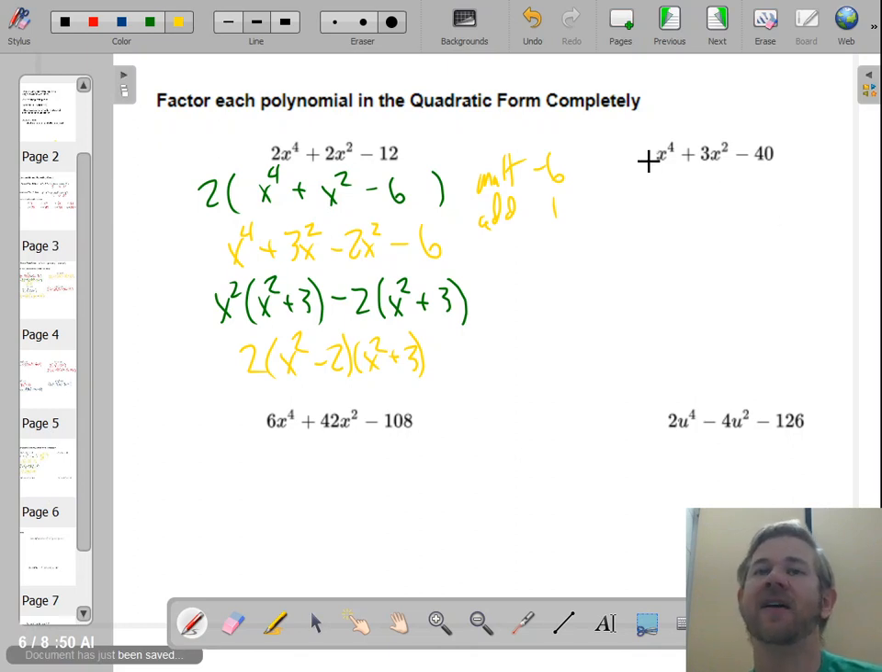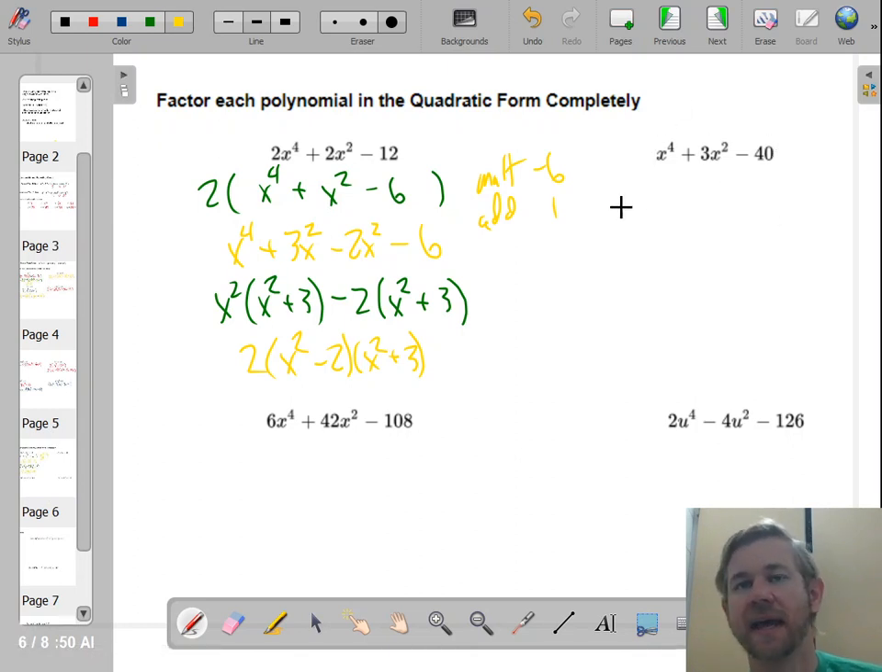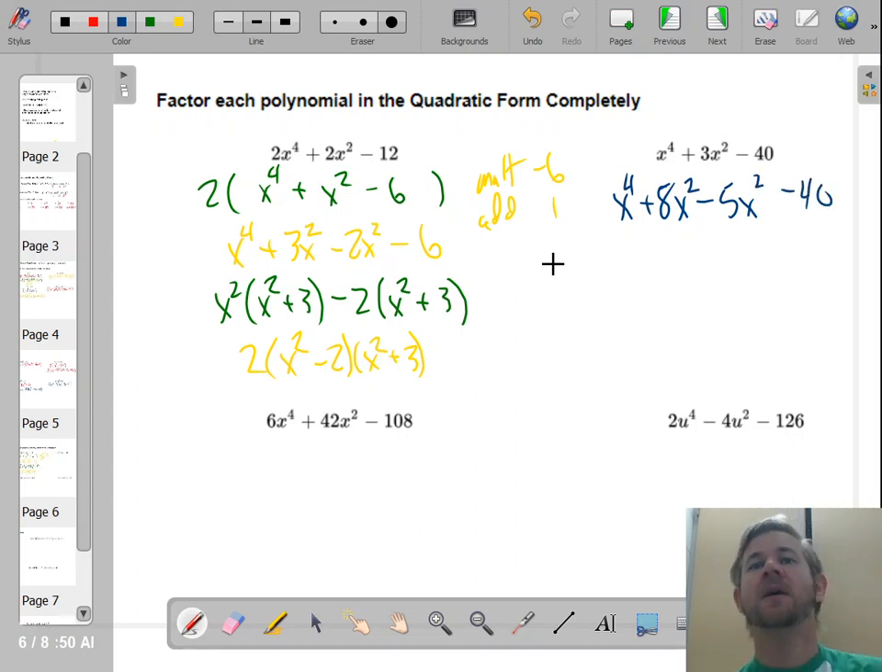Same thing here. I need to find numbers that multiply to negative 40 and add to positive 3. So the numbers that do that are positive 8x and negative 5x. But again, these are x squareds because the middle is a quadratic. GCF between the first two terms is x squared, and I have x squared plus 8.